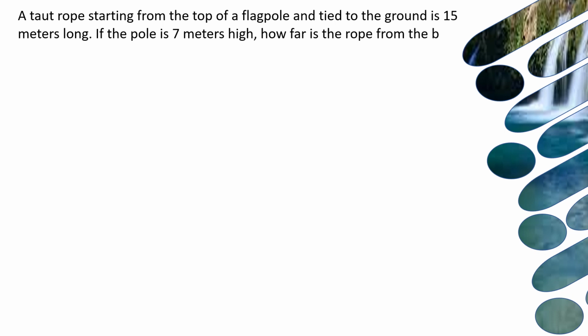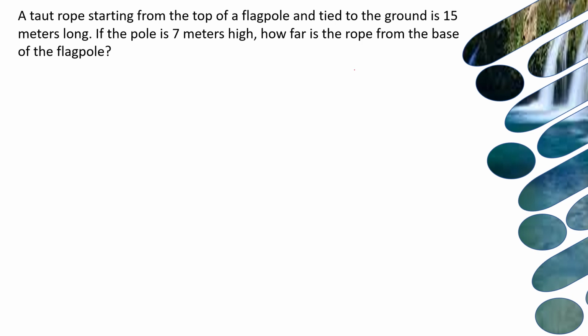Now let's move on to this next question. A taut rope starting from the top of a flagpole and tied to the ground is 15 meters long. If the pole is 7 meters high, how far is the rope from the base of the flagpole?